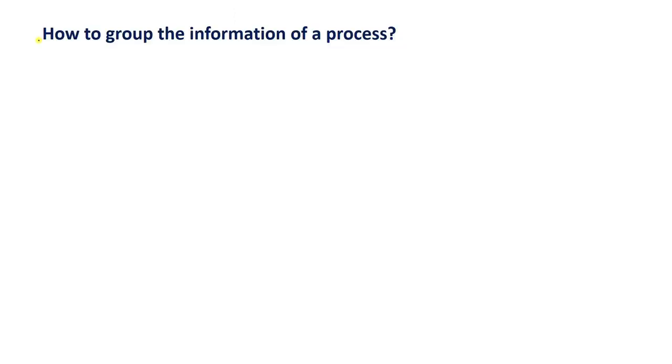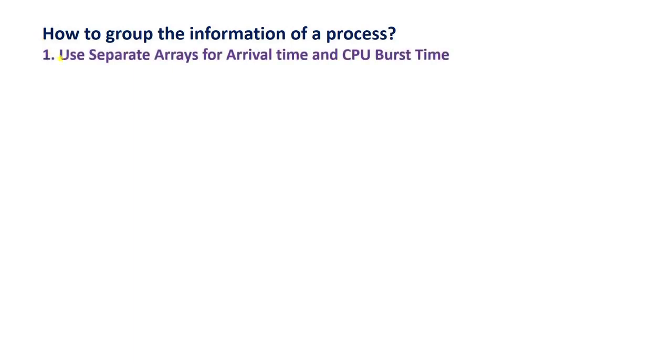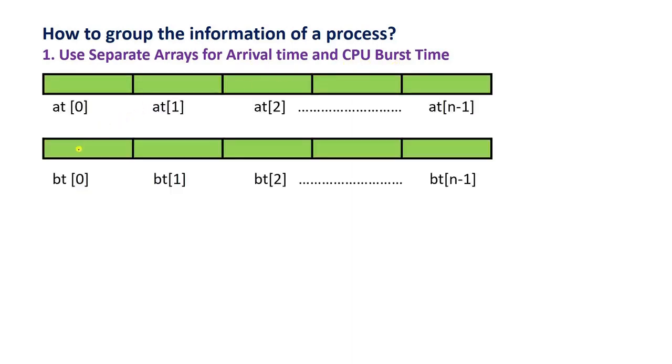Although we have discussed this answer in the previous video on the FCFS program implementation, so maybe you have got the answer. The answer is we can use a separate array to store the arrival time and a separate array to store the CPU burst time. For example, we have these two arrays. This array stores the arrival time, and this array stores the burst time of each and every process, right?